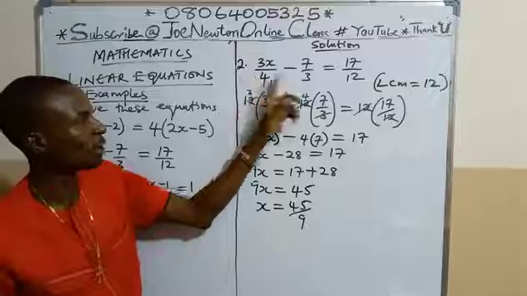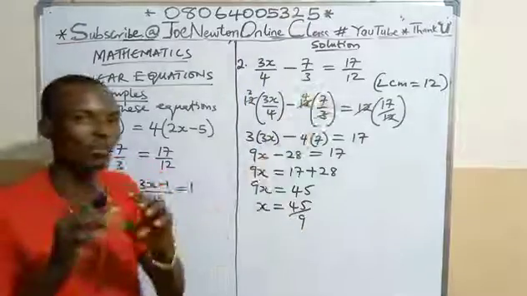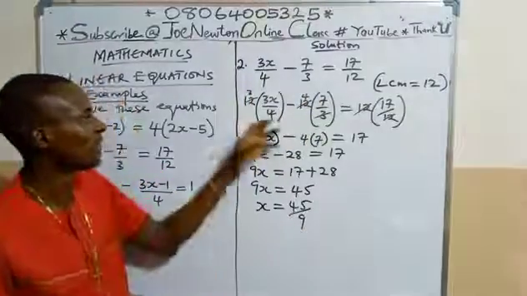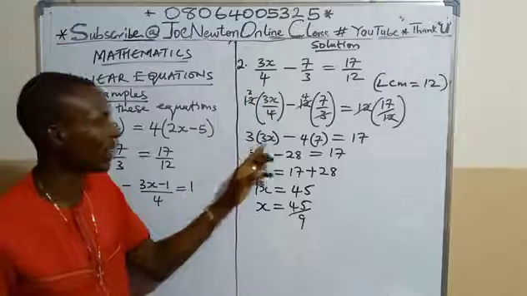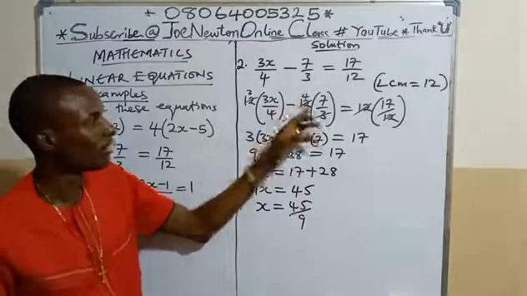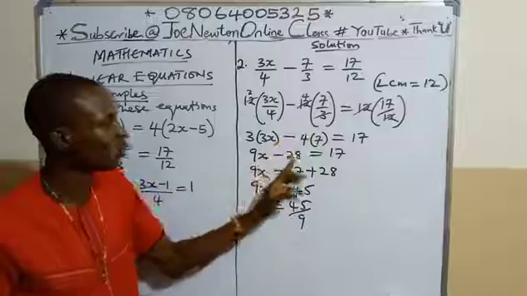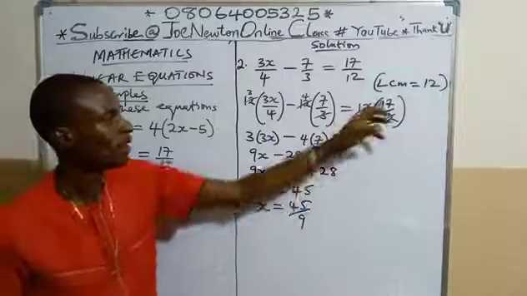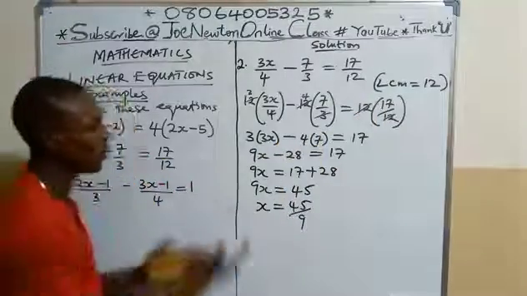The LCM of 4, 3, and 12 is 12. That is the lowest number that all of them can divide. 12 divided by 4 gives you 3. 3 times 3, 9. 12 divided by 3, 4. 4 times 7 is 28. Then 12 divided by 12 remaining what? 17. You see where we are.